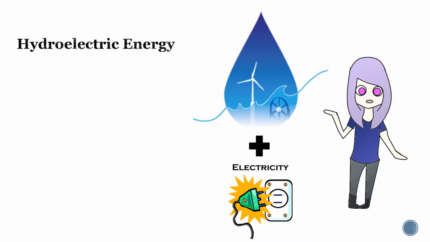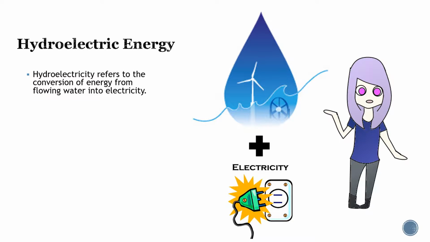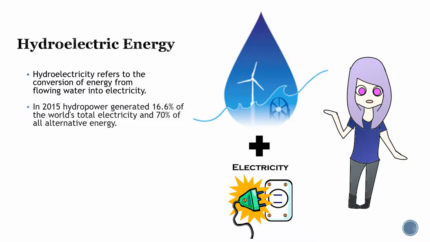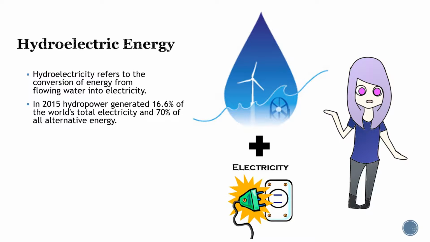Hydroelectric energy. Hydroelectricity refers to the conversion of energy from flowing water into electricity. In 2015, hydropower generated 16.6% of the world's total electricity and 70% of all alternative energy. Hydropower is produced in 150 out of 195 countries.